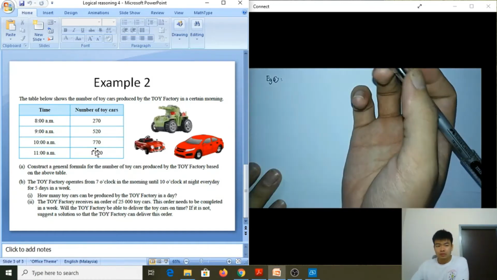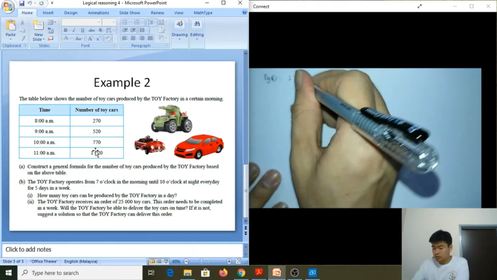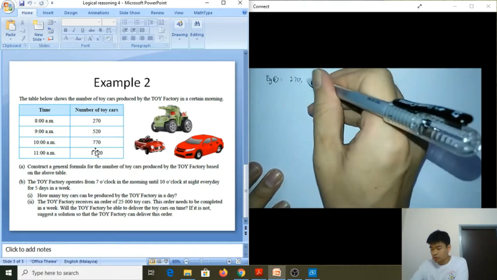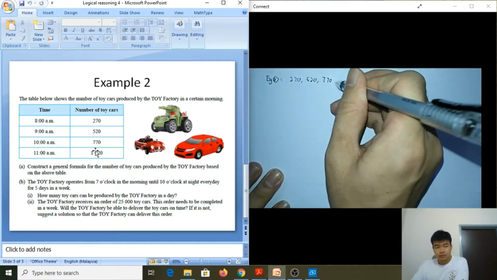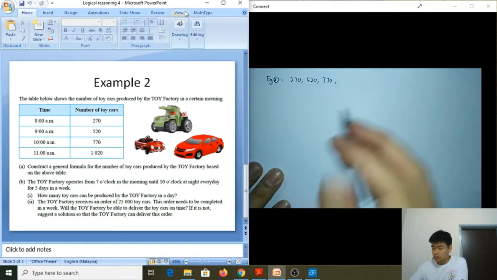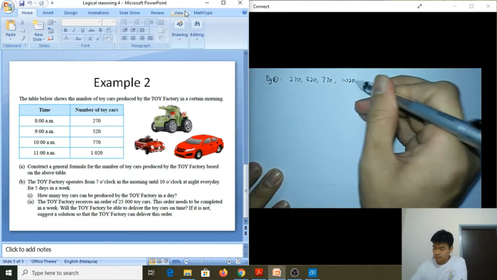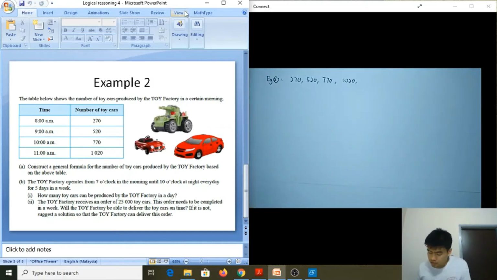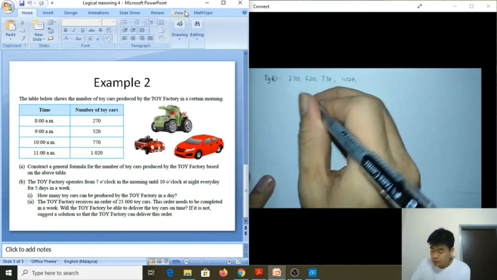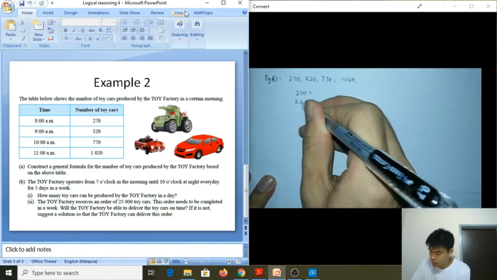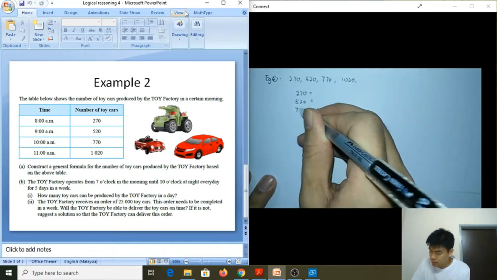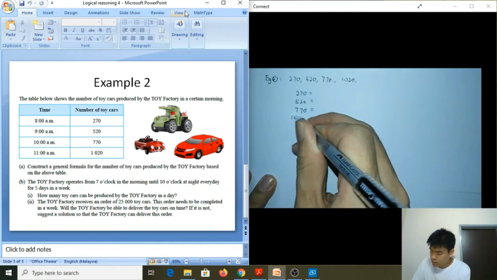So this is the sequence that I see here: 270, 520, 770, and 1020. Alright, okay, I need to find the pattern here. So here, 270 equals to what? 520 equals to what? 770 equals to what? 1020 equals to what?